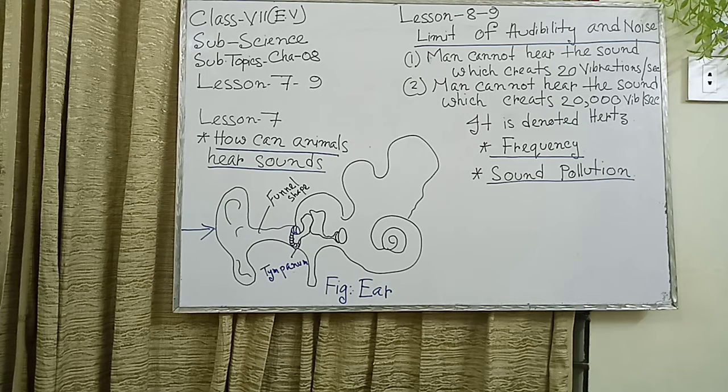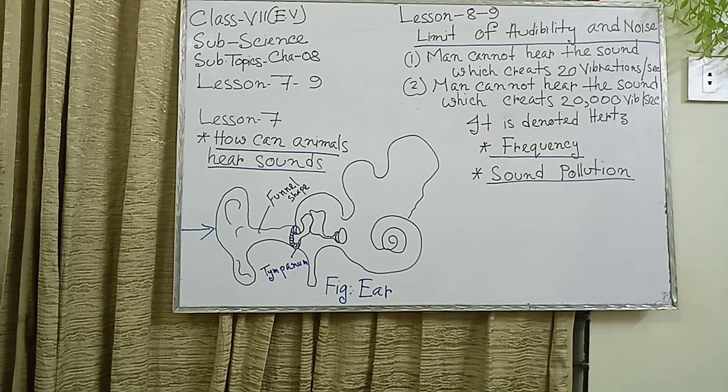On the other hand, we cannot hear the sound which produces more vibrations. We cannot hear the sound which produces more than 20,000 vibrations per second. So we know the figure. Please everyone see the board. Our first line is 1. Man cannot hear the sound which creates fewer than 20 vibrations per second. 2 is man cannot hear the sound which creates more than 20,000 vibrations per second. Okay. Now, such sound is also inaudible.